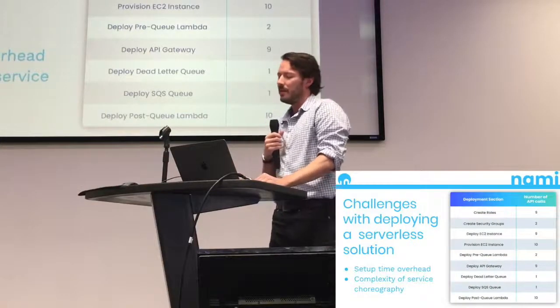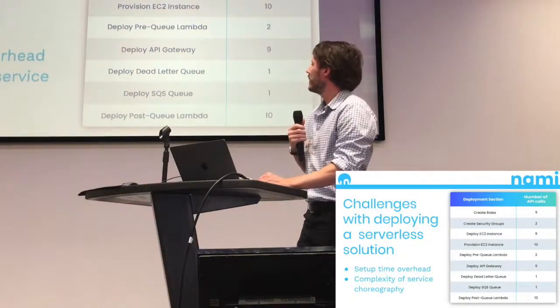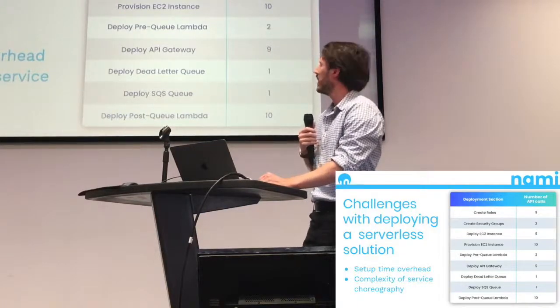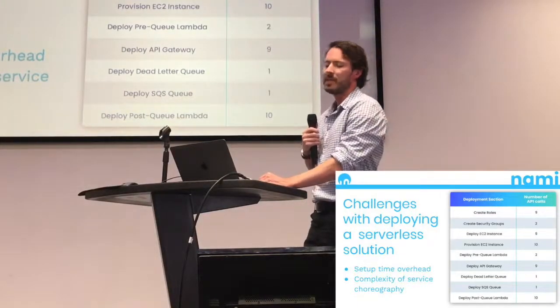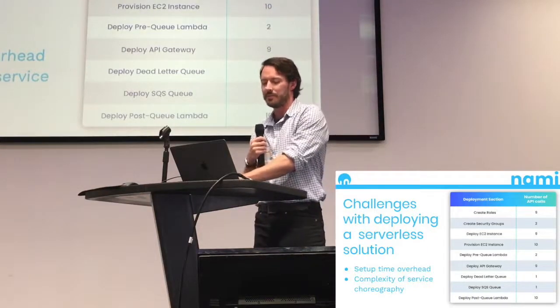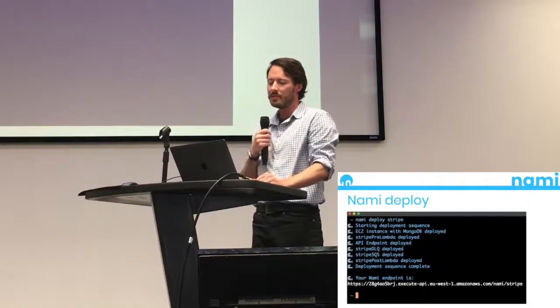Well, if you wanted to stand it up programmatically using the AWS CLI or SDK, you need to make over 50 API calls. So imagine having to run this set of commands every time you want to handle bursty webhook traffic. So that's the problem we'll want to tackle. And that's what Nami does.